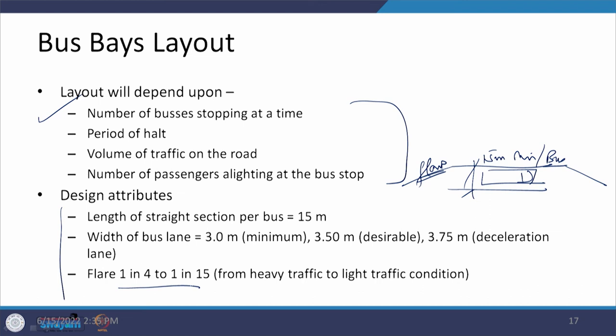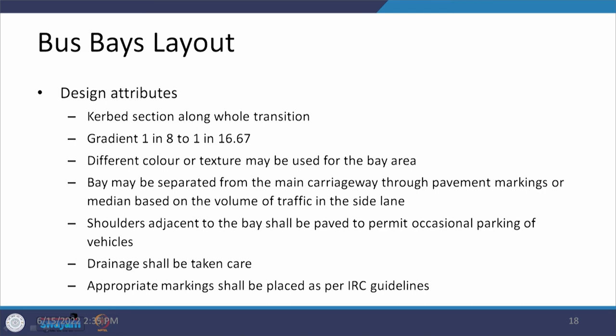So, this is another aspect. Curb section along the whole of this transition has to be provided. So, whatever is this system there, we are going to have a curved system here. Gradients can be within 1 in 8 to 1 in 16.67. Then the texture can be used here for this bus bay location so that it differentiates it with respect to the main carriageway. Then the bay may be separated from the main carriageway through pavement markings or medians.